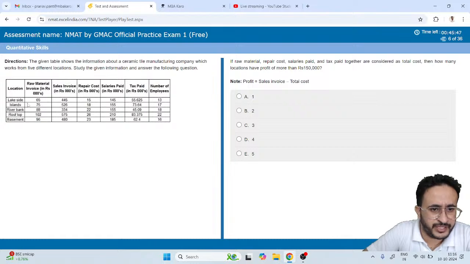So obviously 445, 80, 80 plus 200, 280. So 160. So Lakeside has one. Then Island is 526. Clearly it will be 150 plus for sure. Like by looking at the values itself, I can tell. Third one, it won't be 150 plus because sale is 334. Obviously cost is very high.